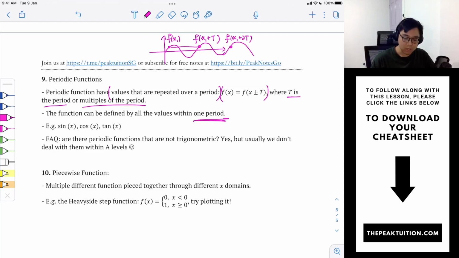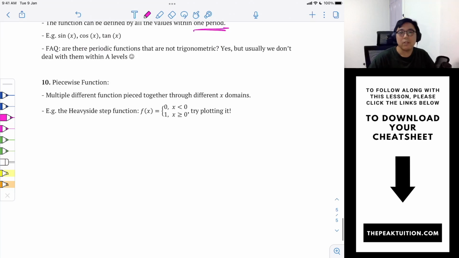Should be only these 3. Oh, I mean, there's always the inverses of them: the cosecant, secant, and cotangent. But other than trigonometric functions, we don't really deal with other cyclic functions in A levels. Last but not least, we have the piecewise function.